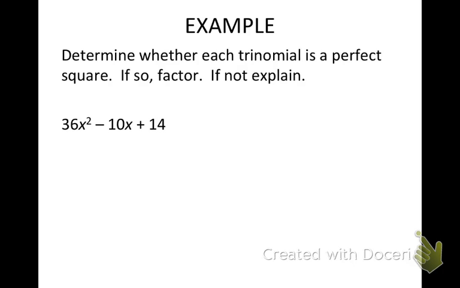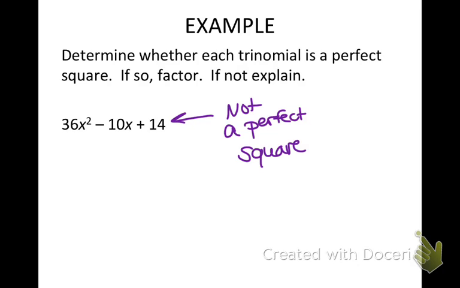36x squared minus 10x plus 14. What do you think? Is it a perfect square trinomial, yes or no? Not a perfect square. So it is not a perfect square trinomial.